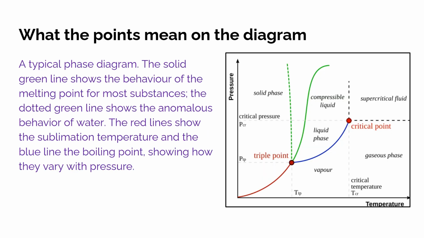So, what the points mean on the diagram. In a typical phase diagram, the solid green line shows the behavior of the melting point for most substances. The dotted green line shows the anomalous behavior of water. The red line shows the sublimation temperature, and the blue line the boiling point, showing how they vary with pressure. And on the right, you can see all the labeled points and lines.